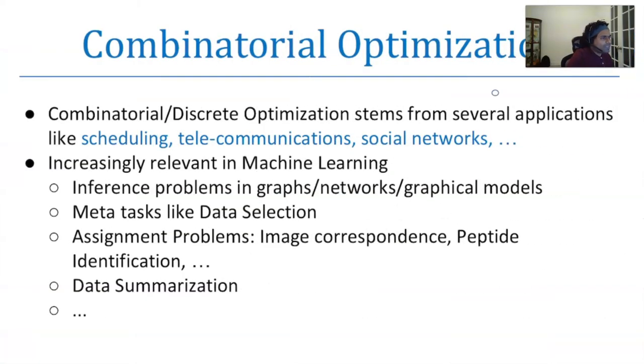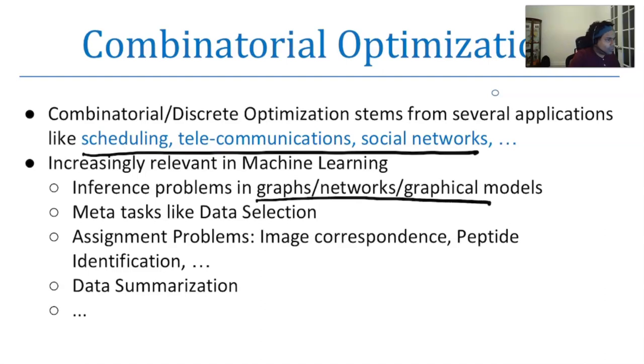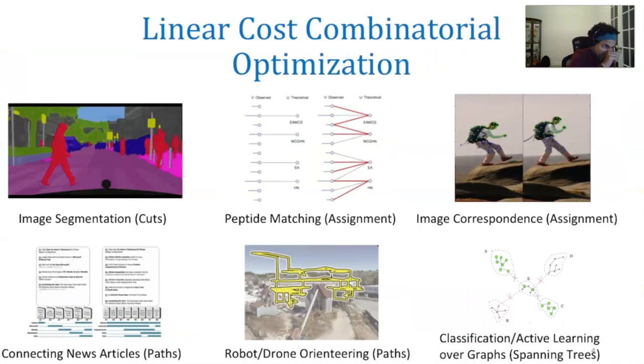So combinatorial optimization has been studied typically in applications like scheduling, telecommunications, social networks, etc. But they are becoming increasingly prevalent in machine learning, right? They have been applicable in inference problems in graphical models and networks, problems like data selection and various assignment problems, image correspondence, peptide identification, data summarization, and so on, right?